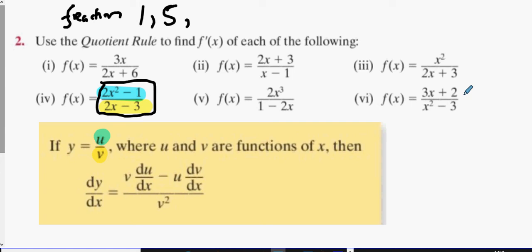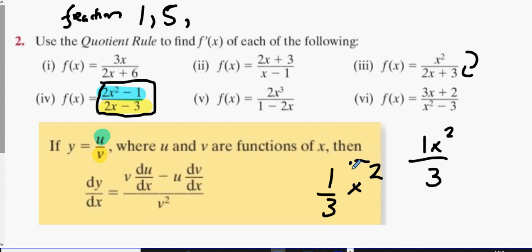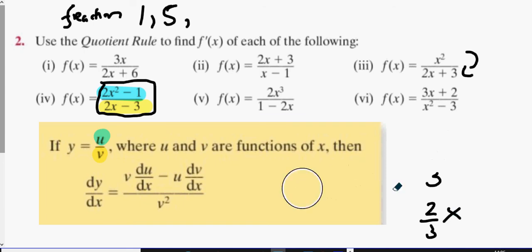Now, when we're talking about a fraction, there has to be a letter on the bottom. If you saw this, would you use the quotient rule for that? Why not? It's just a third x squared, isn't it? Bring the 2 to the front, what do you get? 2 thirds x, isn't it? So you'd only use the quotient rule when there's letters on the bottom. Is there a letter in the denominator for every one of these questions? There is. It means we're using the quotient rule.